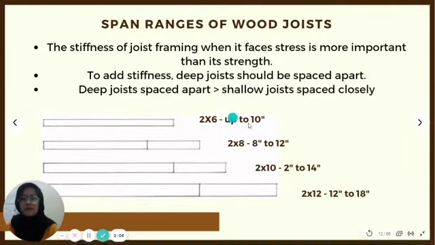So these are the span ranges that are usually used for wood joists. There are 2 by 6, 2 by 8, 2 by 10, and 2 by 12. The 2 by 6 is up to 10 inches long.